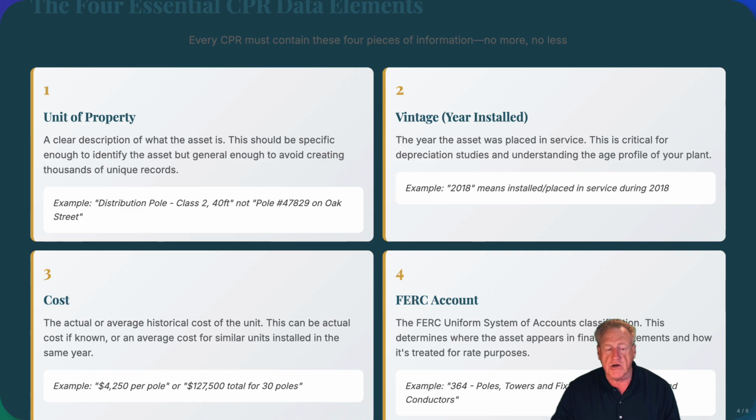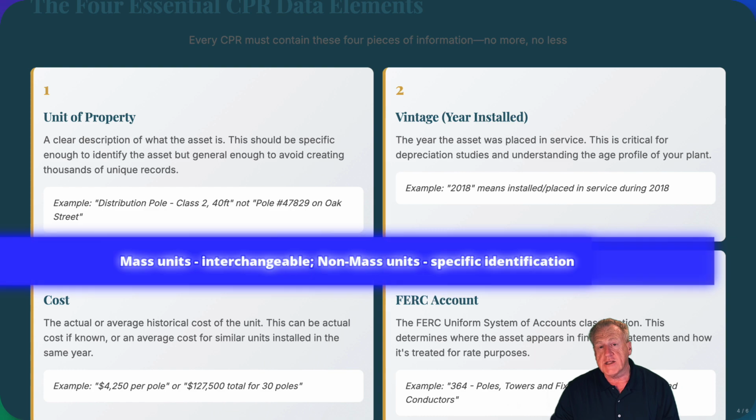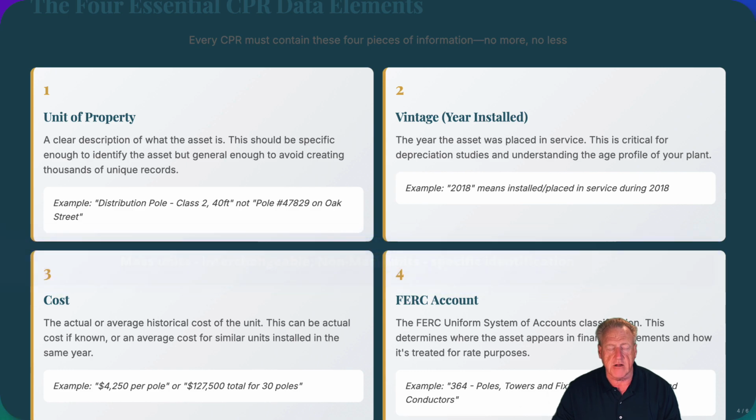This can be actual cost if known for what we call non-mass units of property. If you took our work order class, you know that a non-mass unit is something that is specifically identifiable. But for mass units, which are interchangeable, homogeneous, like poles, overhead conductor, underground conductor, meters, transformers, there you use the average cost of all the additions for a particular year, and that's reflected in the continuing property records.